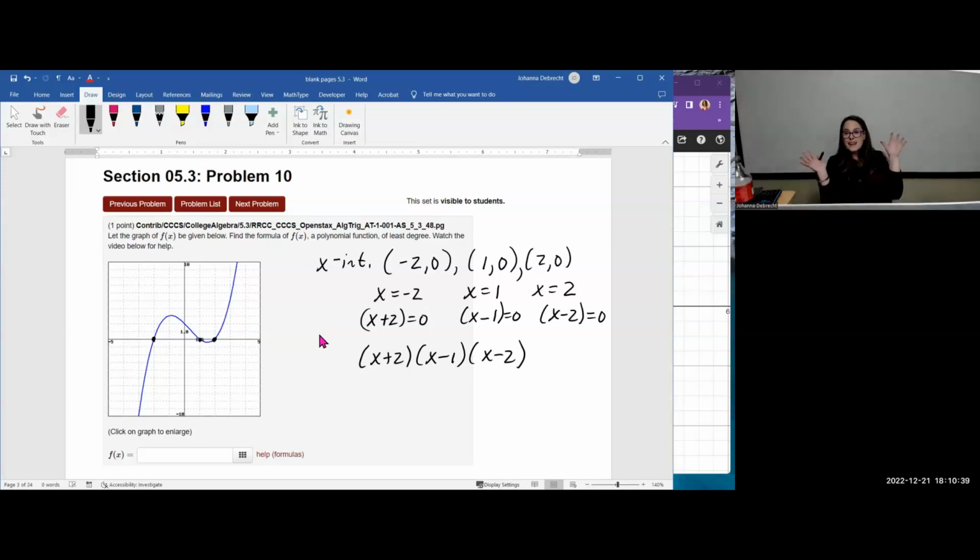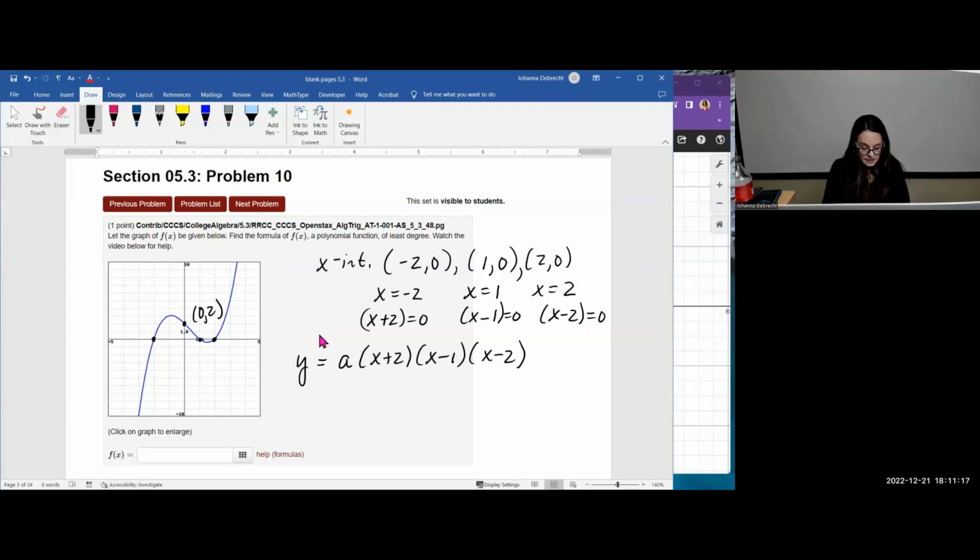Now you may think, hey, I'm done. No, you're not, because we have to fix the y-intercept. This has a y-intercept right here at 0, 2. So I have to make sure that this comes out to be the number 2 when x is 0. And right now, I wouldn't get that. I would get 4. So what I have here is a constant at the front, which we'll call a. So this becomes y equals a times the quantities x plus 2, x minus 1, and x minus 2.